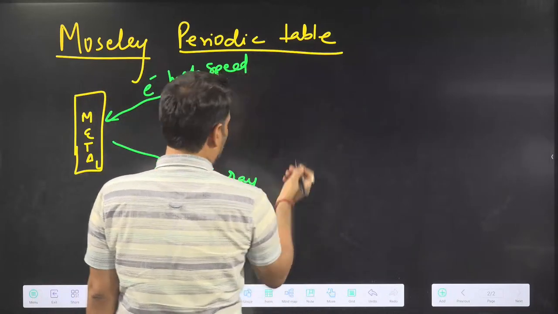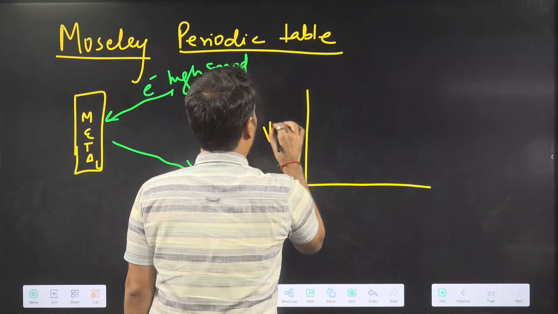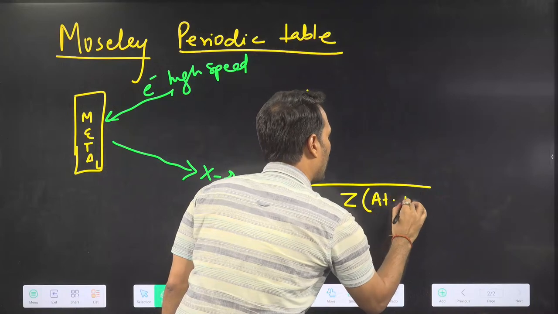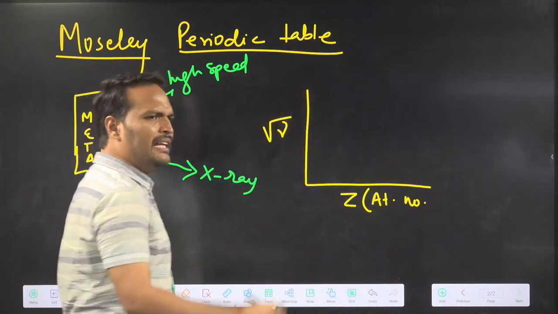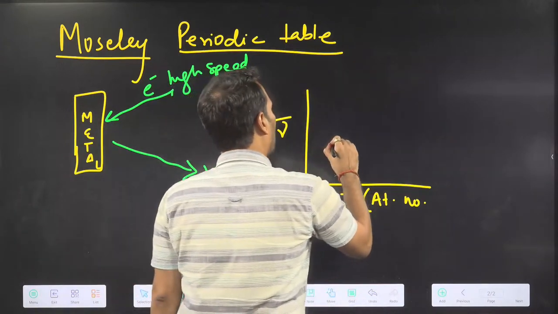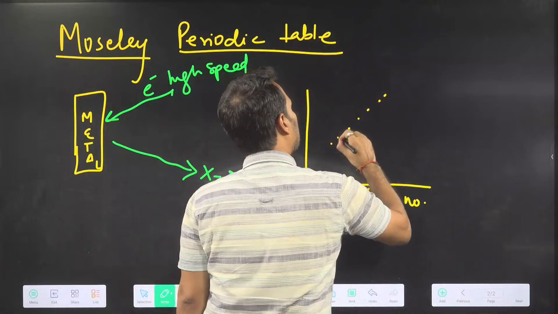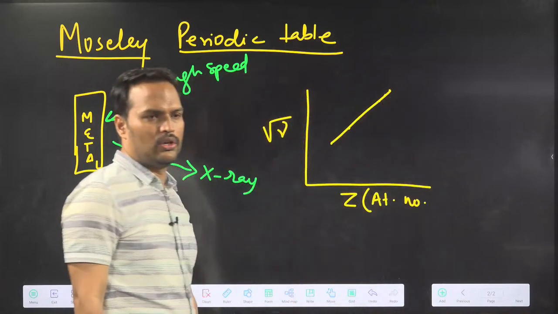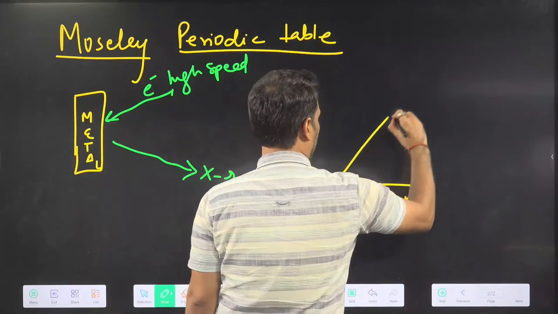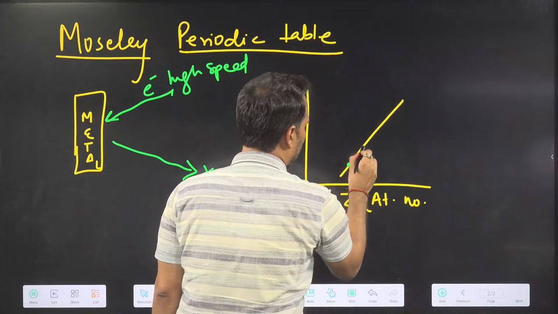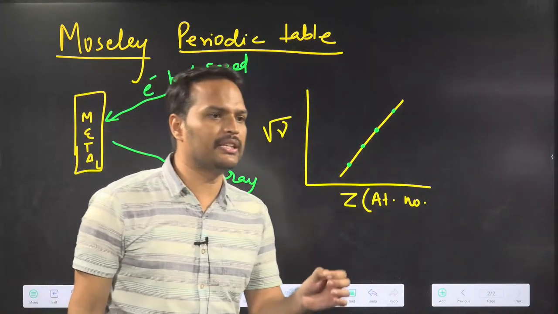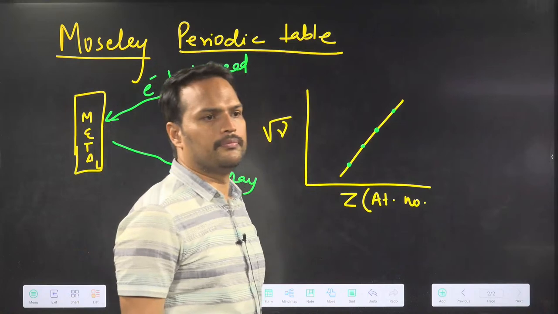What they plotted? They plotted a graph between root nu and Z. Z is your atomic number. And he changed the metal, different element and all. And he got almost a linear line. You can draw it like this also. Some people are drawing from here. Linear line. Mainly we have to focus on this point, that the line was linear when he plotted it with the atomic number.